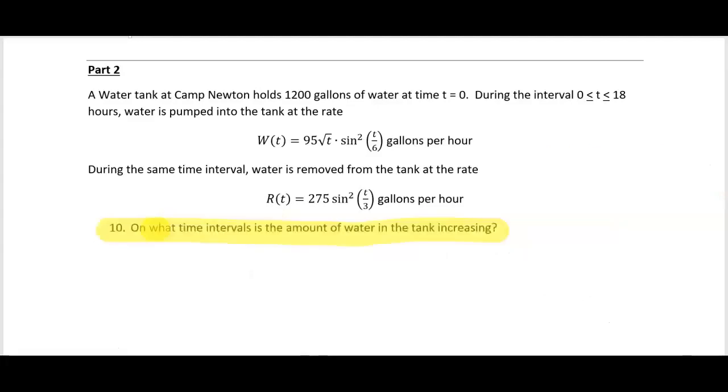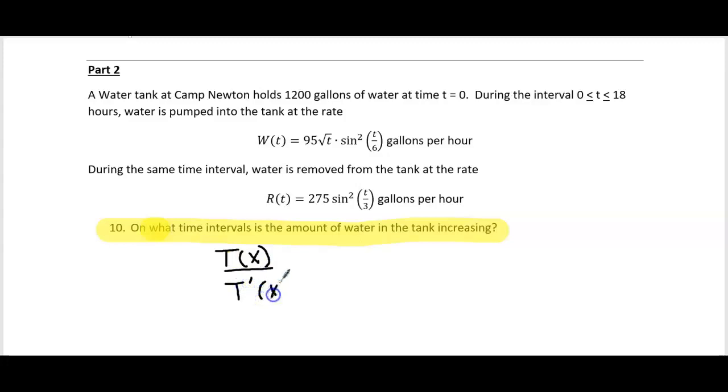Let's move on to number 10. Okay, so on what time interval is the amount of water in the tank increasing? We just saw a point in time when it's decreasing, but I want to know what intervals this water in the tank is increasing. Well, you're going to take your t function. I want to know when this function is increasing or decreasing.